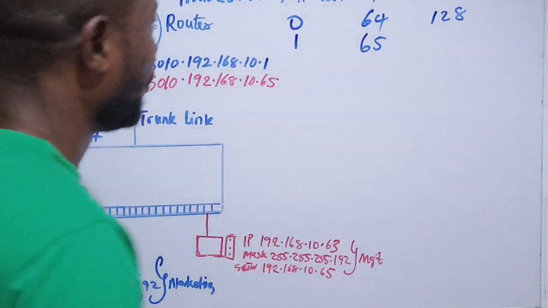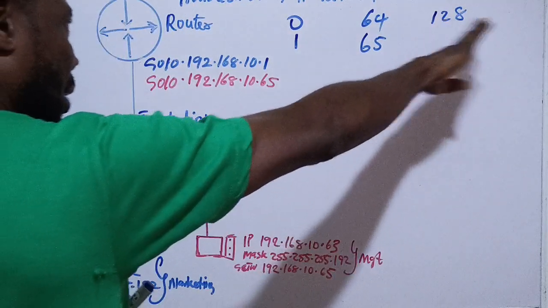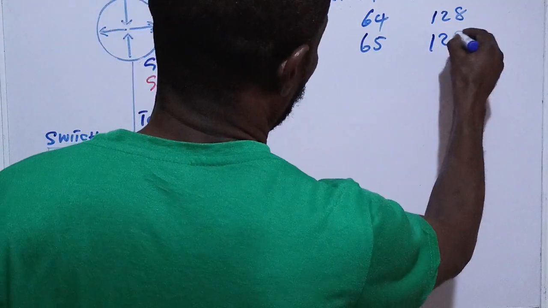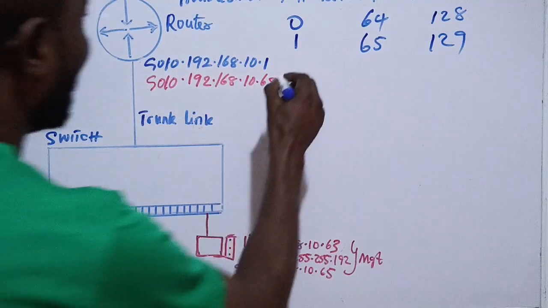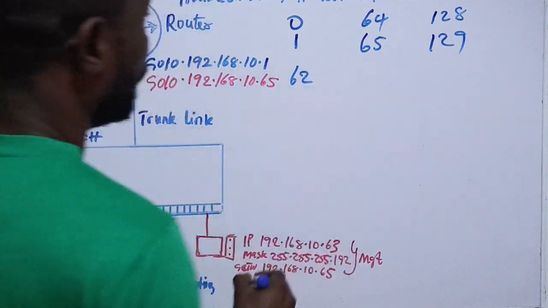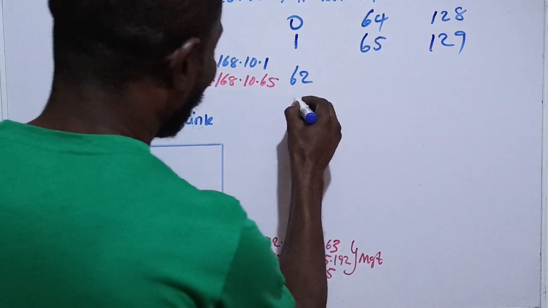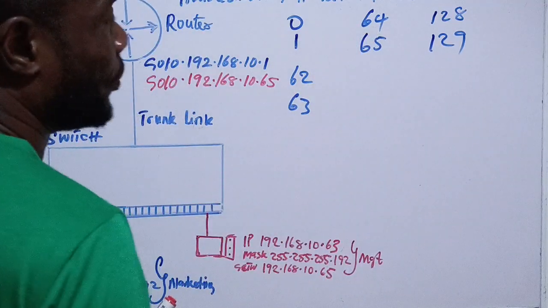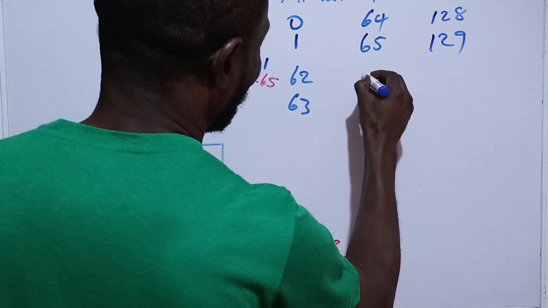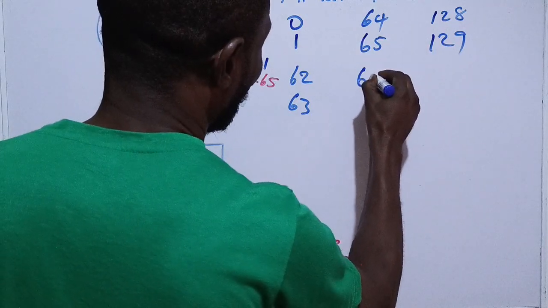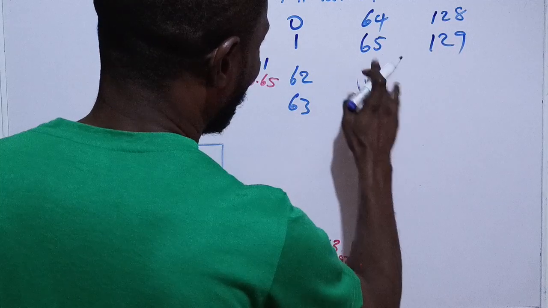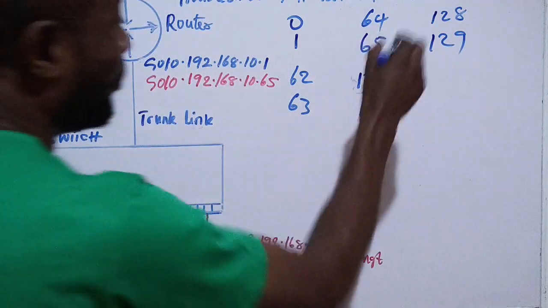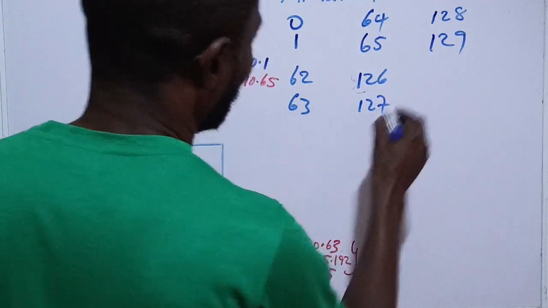Now, let's forget about the next subnet here. The first here is supposed to be 129. Let's write it. The last here is 62, and the broadcast address is 63, because after the broadcast address, you get the next subnet. While here, the last is 126, and the broadcast is 127.